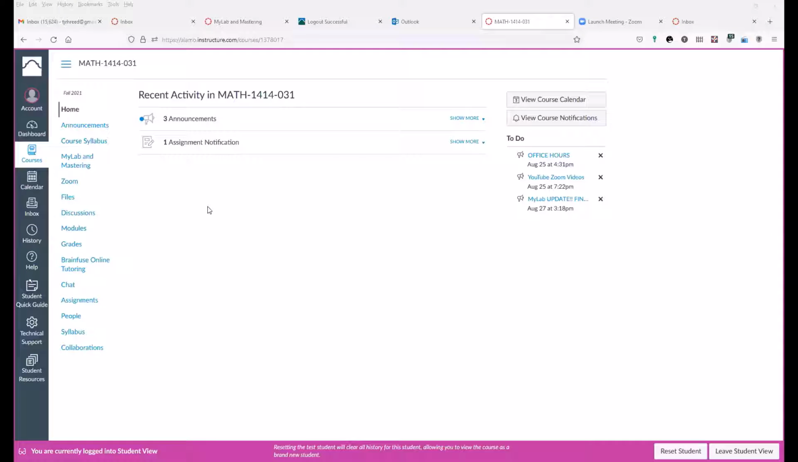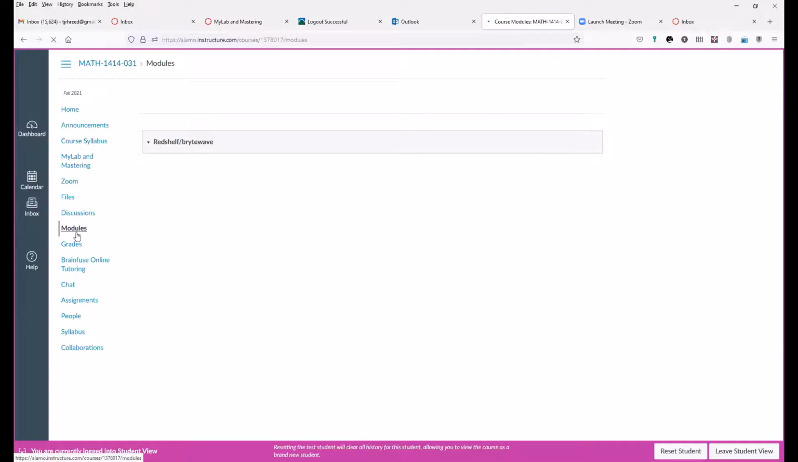Yes, okay, yes, I think I have. Because I've had at least one person, well, I have one person so far who does not have this. And so that's an IT problem. So if you go into modules, you have the Red Shelf Brightware module. And how come there's nothing there? There's supposed to be something there.